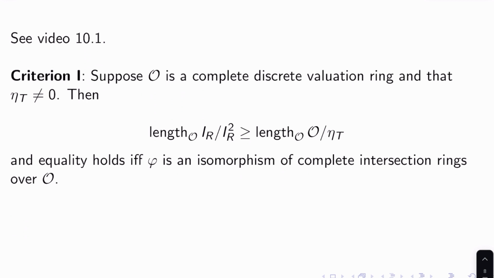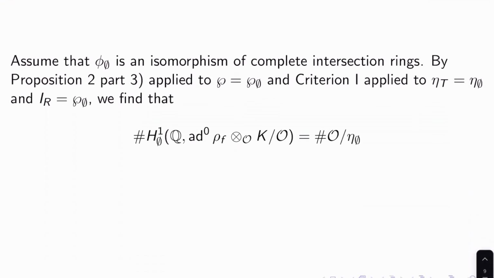Okay, we're also going to have to recall something from chapter 10, which was one of our criteria for isomorphisms of complete intersection rings that we called criterion 1 back in that chapter. Here's what it says. Keep all the above notation. Suppose O is a complete discrete valuation ring, and that the congruence ideal eta sub t, as per the above notation, is not trivial. Then the O length of IR mod IR squared is always bigger than or equal to the O length of O mod eta sub t, and equality holds if and only if phi from above is an isomorphism of complete intersection rings. So basically, we always have this, and if we want phi to be an isomorphism, we have to show the other inequality. Okay? Let's resume the proof.